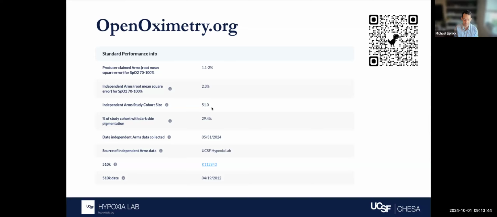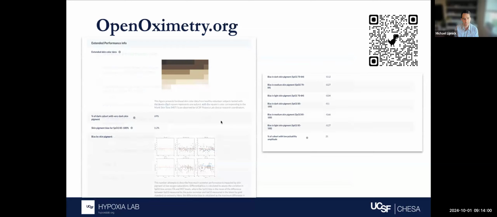So in many cases, we've tested the device on many more than this, but the max cohort size that we could create that still met all the criteria that we were trying to achieve is what's reported here, including the percent. We report the percent of the study cohort with dark skin pigmentation as defined by ITA less than -30.